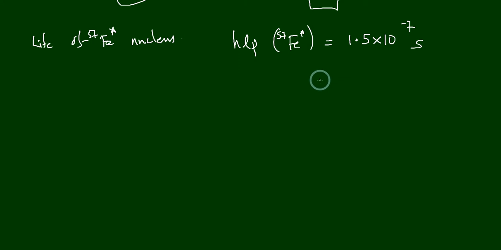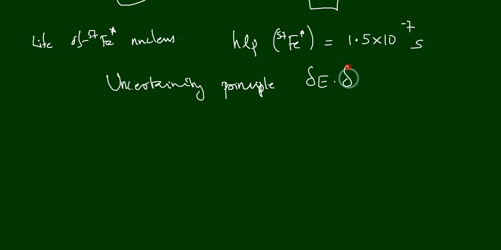So what is the consequence of this short life of the excited nucleus? Here, the uncertainty principle comes into play. From the uncertainty principle, you know that delta E, the uncertainty in energy, into delta T, the uncertainty in time, is almost 10 raised to minus 34 joule second. You know this already.